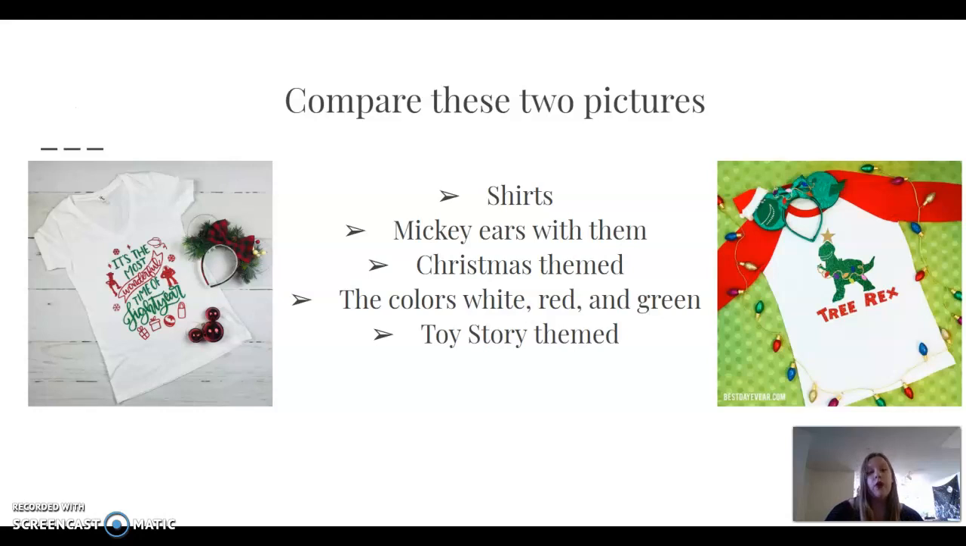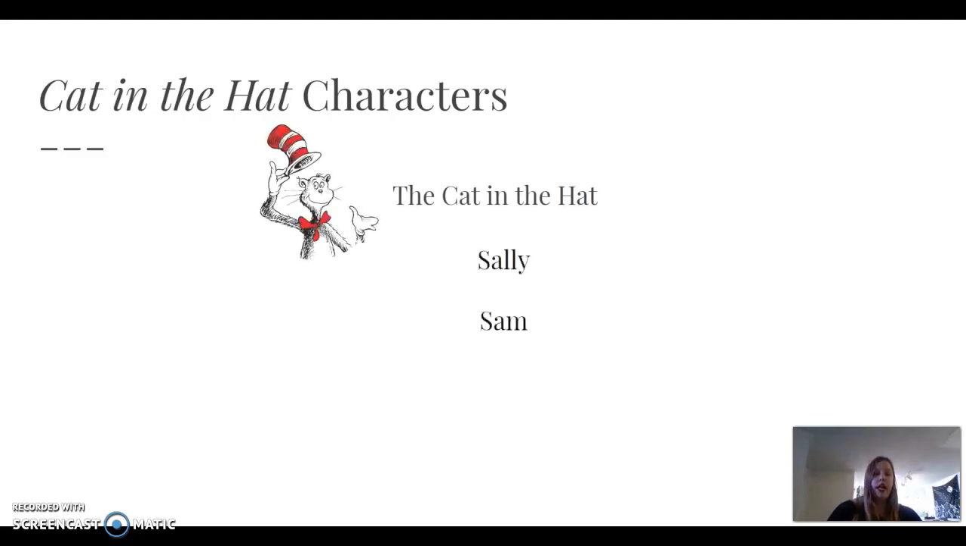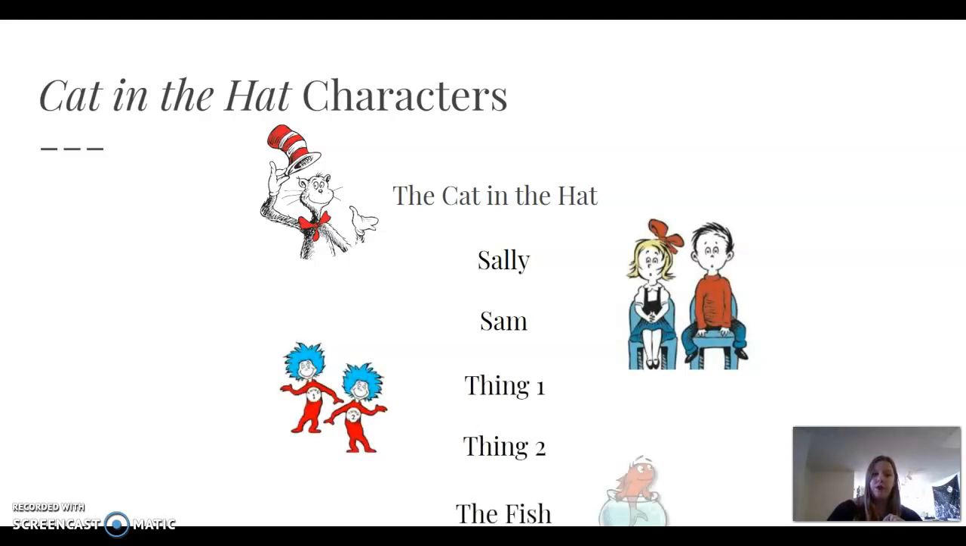So for tomorrow, we are going to be comparing two characters from books we've read. The first book we'll be using the characters from is Cat in the Hat. So to review our characters, we have the Cat in the Hat, we have Sally and Sam, we have Thing 1 and Thing 2, and we have the fish.